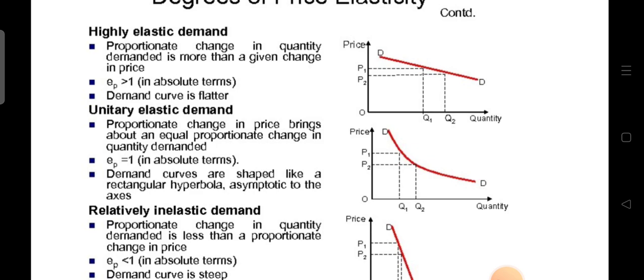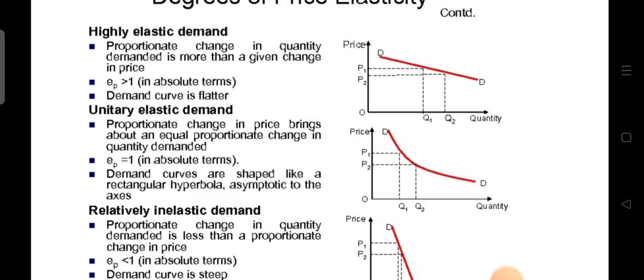So the next one is unitary elastic demand, where Ep takes the value of 1. So here, when the price decreases, the same amount of demand increases. If the price increases by 10%, the demand decreases by 10%. If the price decreases by 10%, the demand also increases by 10%. So that is why it is called unitary elastic demand.